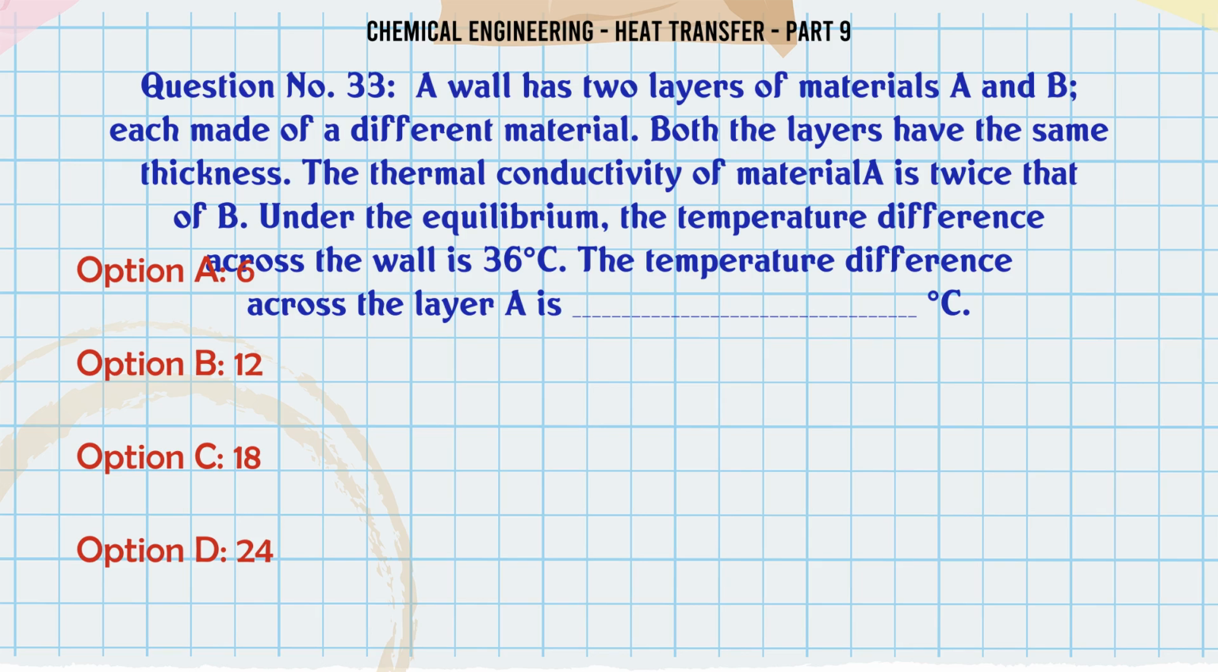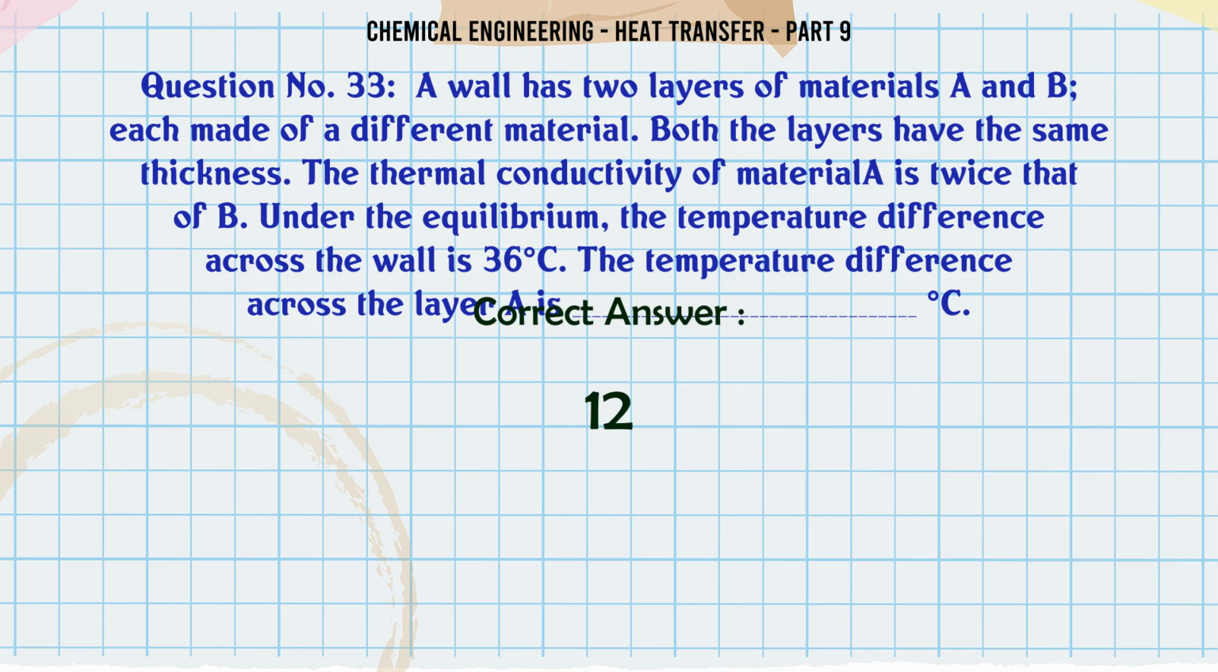The thermal conductivity of material A is twice that of B. Under equilibrium, the temperature difference across the wall is 36 C. The temperature difference across the layer A is? A. 6, B. 12, C. 18, D. 24. The correct answer is 12.